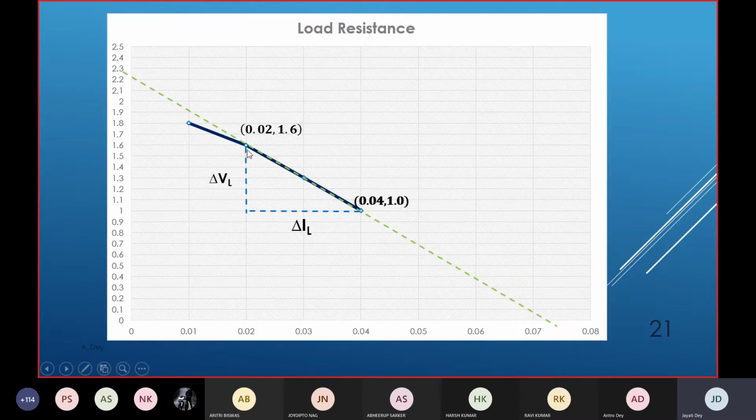Another is that RThevenin is the gradient of this slope, of this line. How to calculate the slope? If you drop a perpendicular here and from this point another horizontal line, they will intersect at this point. This is the change in VL and this is the change in IL, so that's why it is delta VL and delta IL. Slope is nothing but delta VL by delta IL. Am I correct?